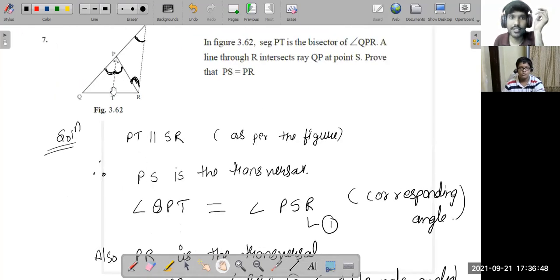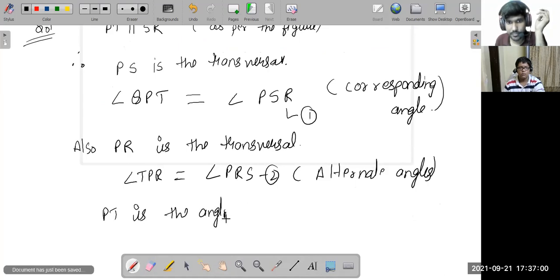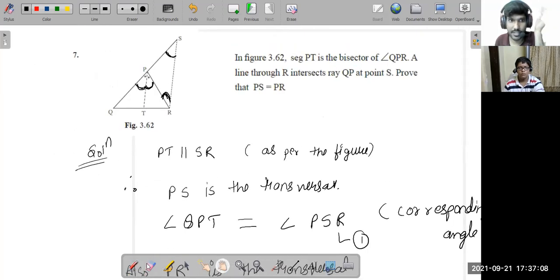Now, in the question, it is said PT is the angle bisector. Okay, PT is the angle bisector. Is this clear? PT is an angle bisector. Since PT is an angle bisector, this angle, that is QPT, and this angle, that is TPR, both of them are equal.